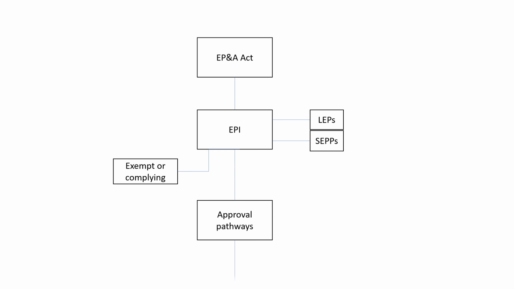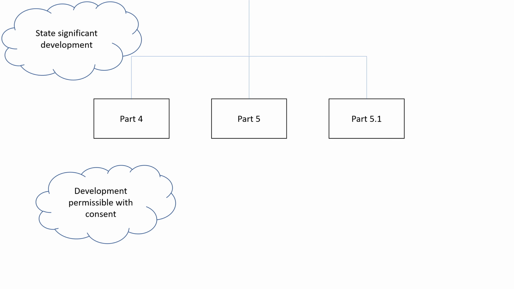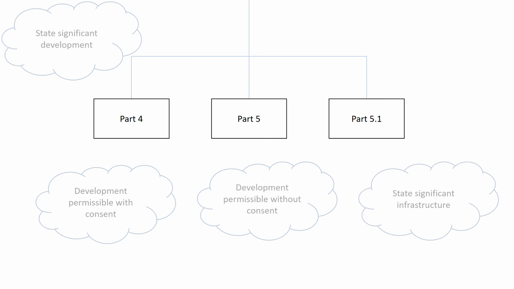So what are the approval pathways? There's Part 4, Part 5 and Part 5.1. An interesting note to make is that environmental planning instruments do not specifically say that your development would be Part 4 or Part 5. Rather, they distinguish the different types of development through specific terminology. For example, you'll see terms such as state significant development, development permissible with consent, development permissible without consent, and state significant infrastructure. So let's take a look at Part 4.